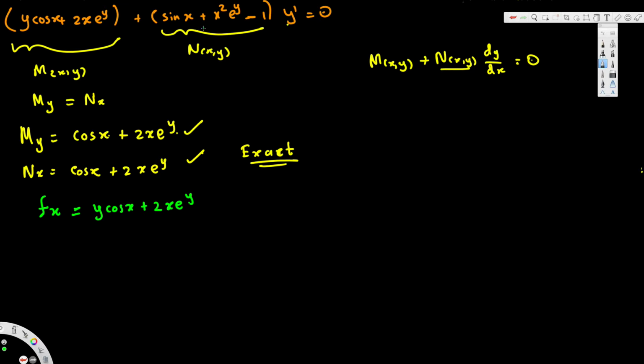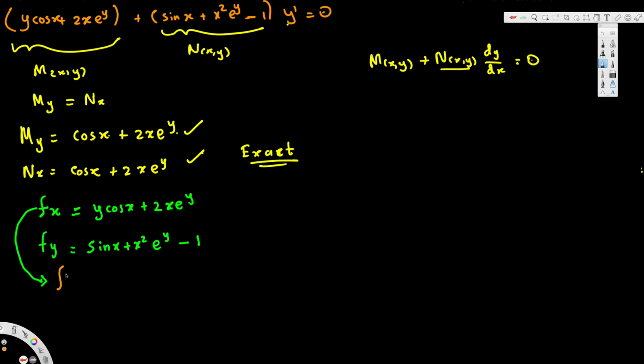And we do the opposite for this one. We take this function and equate it to a partial derivative with respect to y, and that's going to be just sin x plus x squared e^y minus 1. Now this is a function with partial derivative with respect to x. To get this function back, we have to integrate this one with respect to x. If we integrate this function with respect to x, okay, wait a minute.